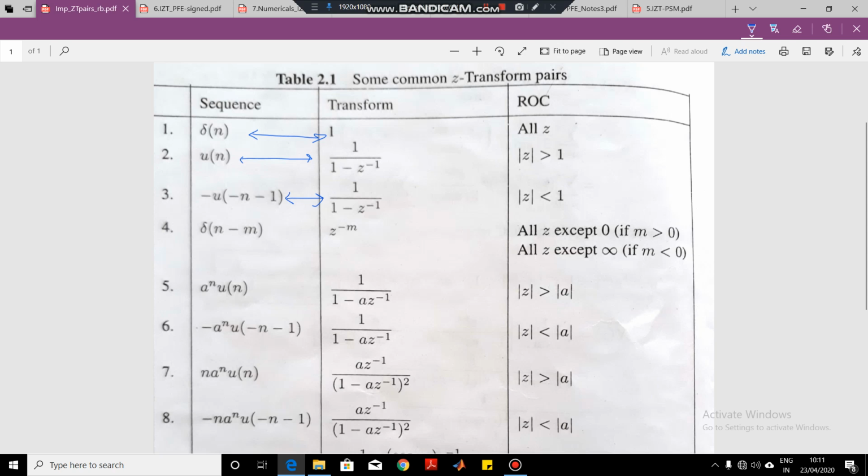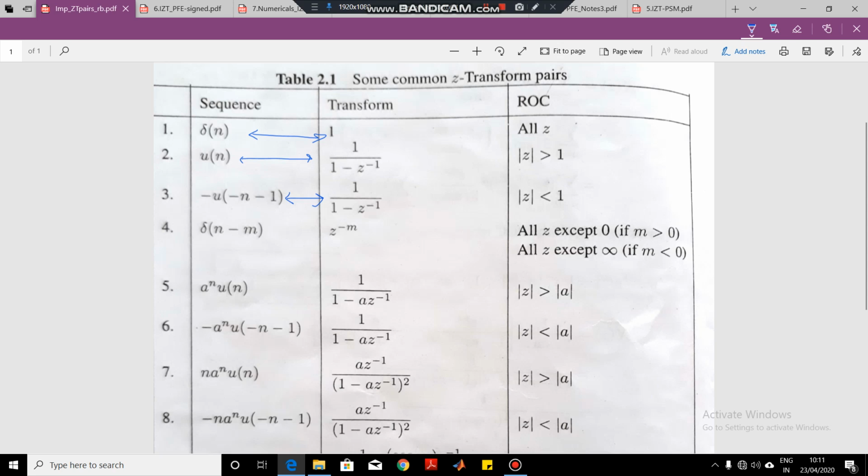You can see here, this is 1 upon 1 minus z raised to minus 1, this is also 1 upon 1 minus z raised to minus 1, but their ROCs are different. There is a huge difference between the ROCs. Here the ROC is mod of z less than 1. Here the ROC is mod of z greater than 1. So this is the main difference. This solidifies the concept that two different signals can have the same z transform.